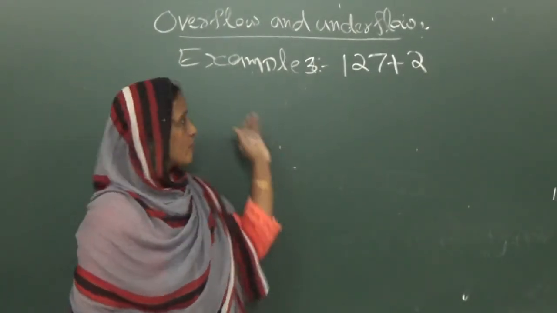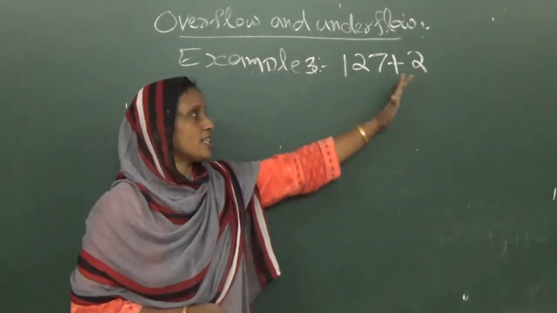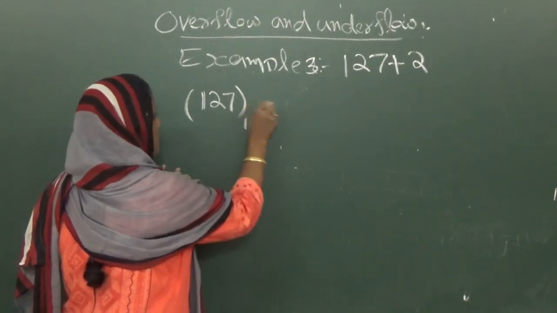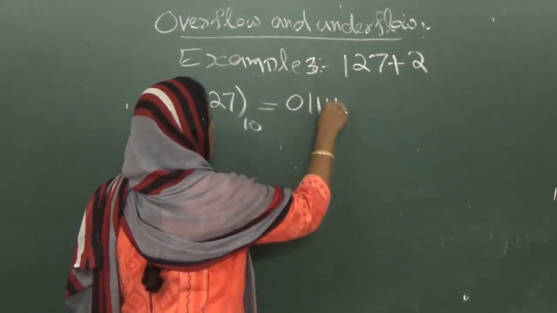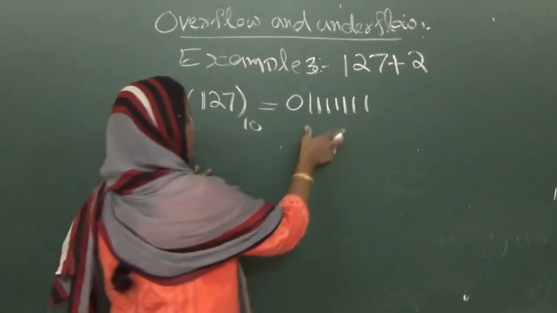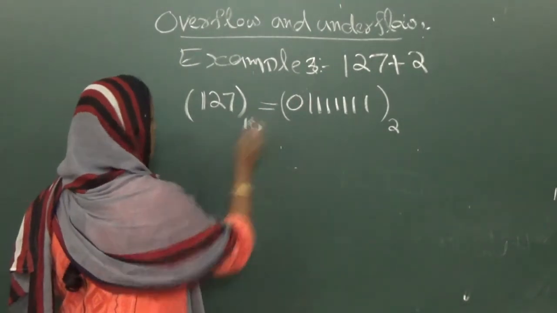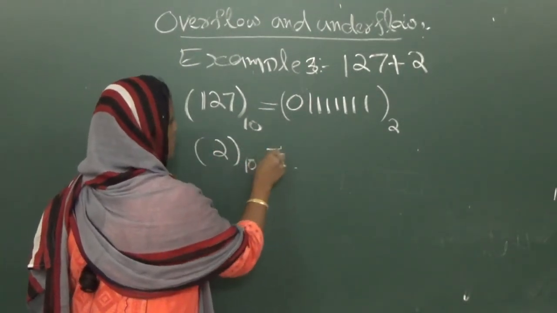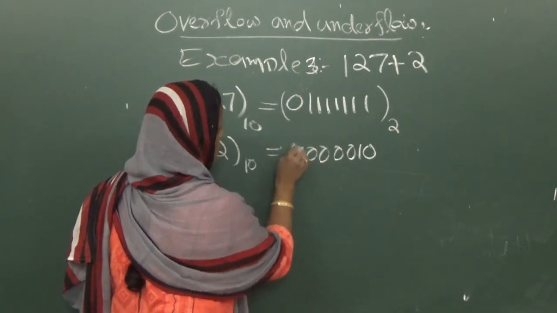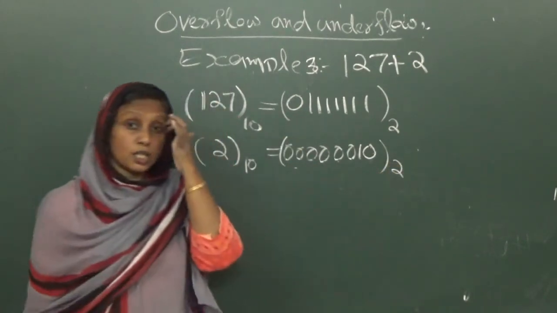As a third example, we can add the binary equivalents of 127 and 2. Okay, 127 plus 2. 127 in the decimal system is equivalent to 0, 1, 1, 1, 1, 1, 1, 1, which is 8 bits. So this is 127 in binary. Now 2 in the decimal system is equivalent to 1 0 in binary, so here there are 6 zeros in front, making 8 bits. This is the binary of 2.